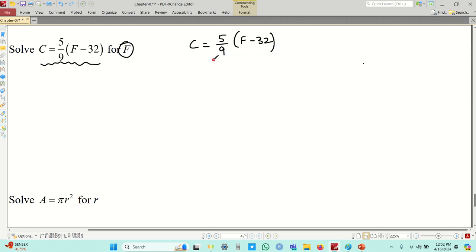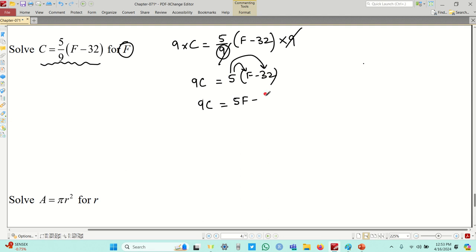Okay. Now what you need to do? Here you can see division by 9 is coming. So what we will do? We will multiply by 9 here and multiply by 9 here. If we multiply by 9, this 9 will cancel. So what we will get? We will get 9C is equal to 5 times (F minus 32). Clear? Now here this is the bracket. Bracket means you need to simplify. So 9C is equal to 5 into F is 5F, minus 5 into 32. 5 into 32 is 160.